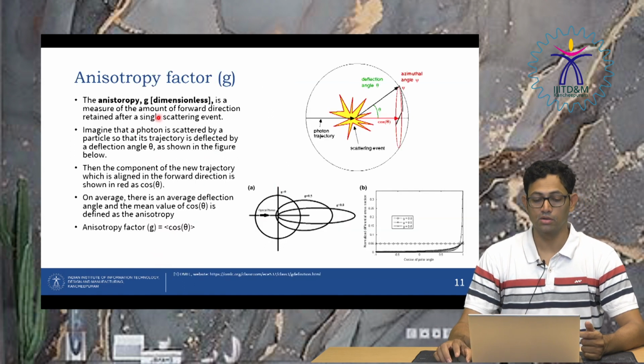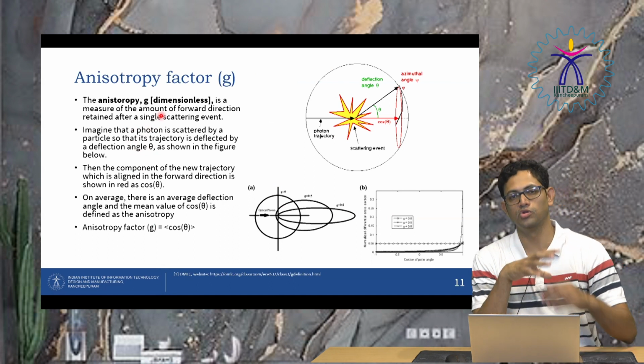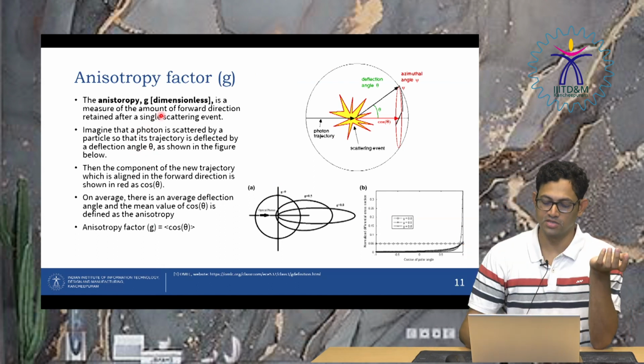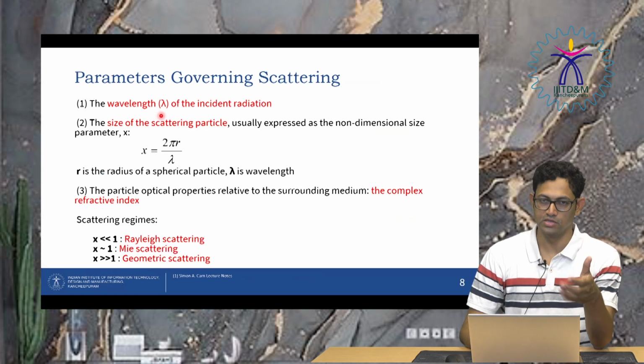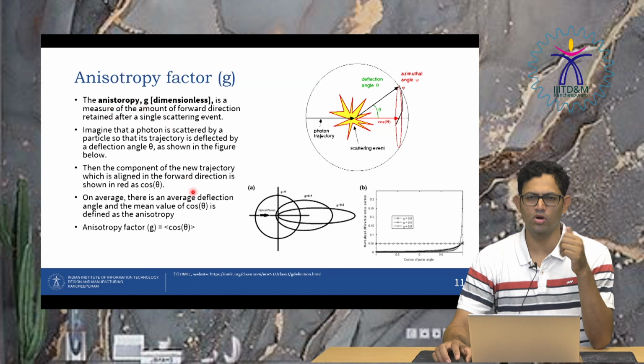Now there is one more. We will talk about many different parameters that are used to define the scattering. One of them is the size of the scattering particle, as I discussed over here. One more is known as the anisotropy factor. Now what is the anisotropy factor?